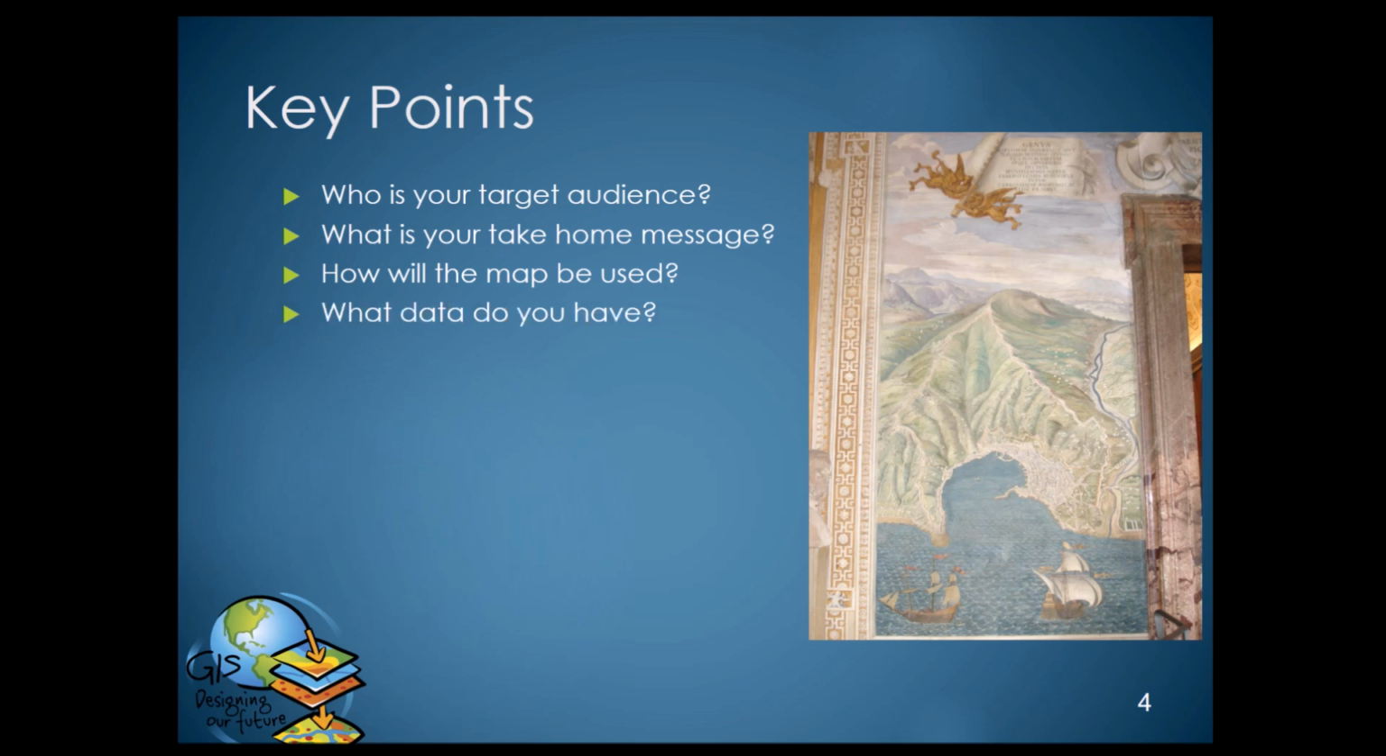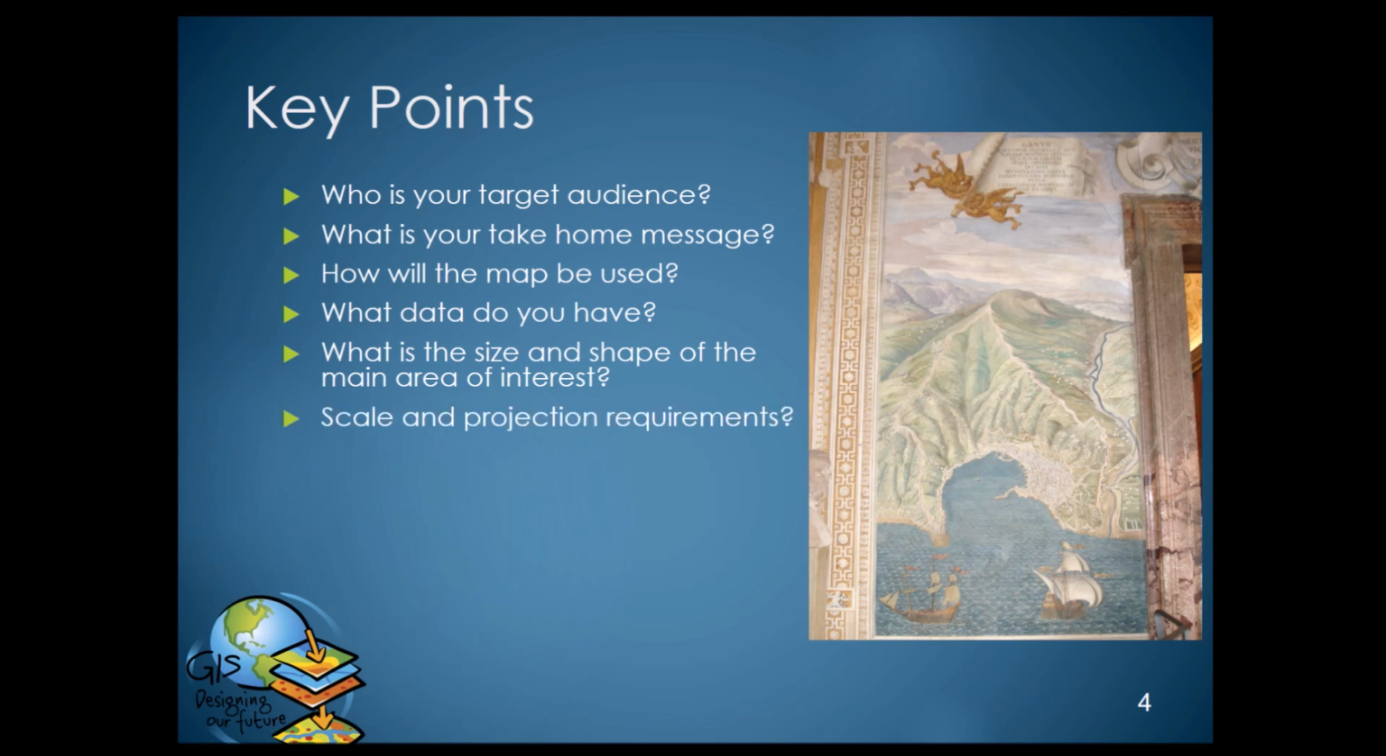What sort of data do you have to support the information that you are trying to convey? So this is a really critical one, because there's no point in trying to make a map if you don't have the data to support it. What is the size and shape of the main area of interest? So this is going to affect the way our maps are balanced. And are there any scale or projection requirements?